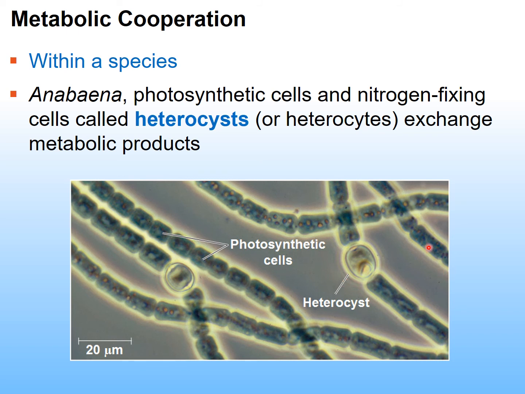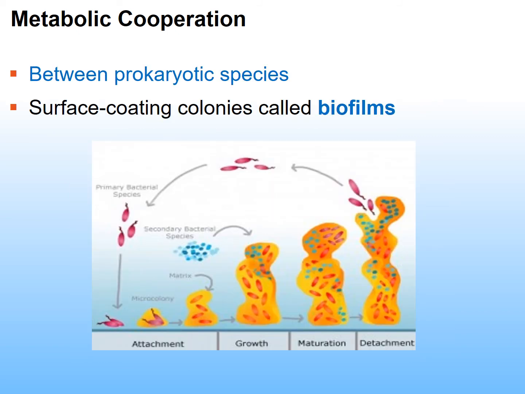And I already mentioned this, right? So this is an example of a cyanobacterium. And this is a bacterium in which the two types of cells cooperate with each other. So we have those that are photosynthetic and those that can fix nitrogen. And then they're going to exchange these metabolic processes in a cooperative fashion. Then we have those that can happen between species.